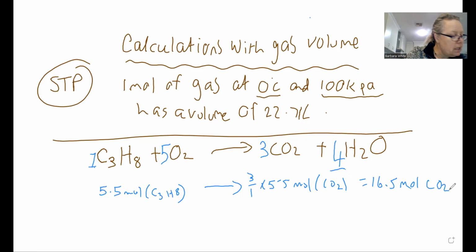All right, so go back to the question again. 5.5 moles of propane. How many moles of carbon dioxide? Oh, we've got that. There's our answer there. Done. All right, I may have to rub this out to do another question. Give me a sec.